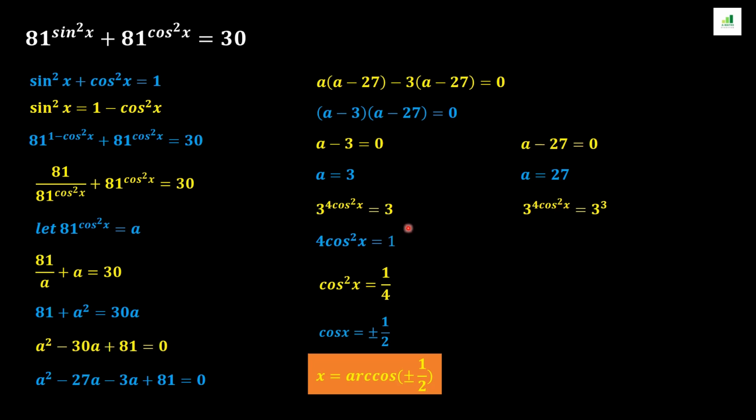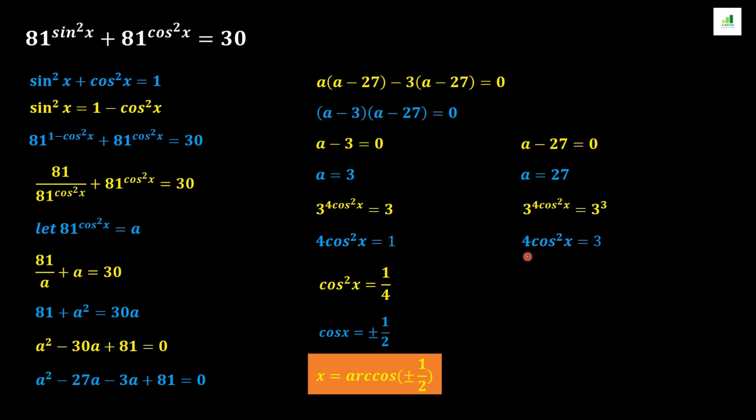How? Simply, as we know that this a is equal to 81 to the power cos square x, and this 81 can be converted into 3 to power 4. So here we do the same thing, and cos square x will remain the same. This 27 can be written as 3 to power 3. Now from the basic rule of algebra, if the bases are equal in magnitude, then their powers are also equal. Here we apply the same rule and we will get 4 cos square x equal to 3.